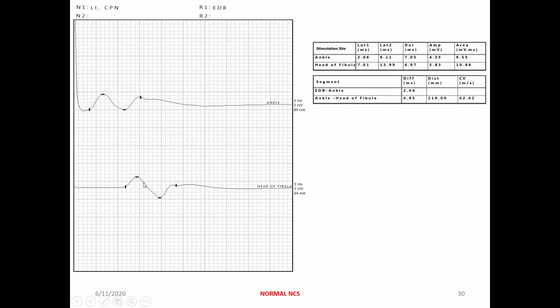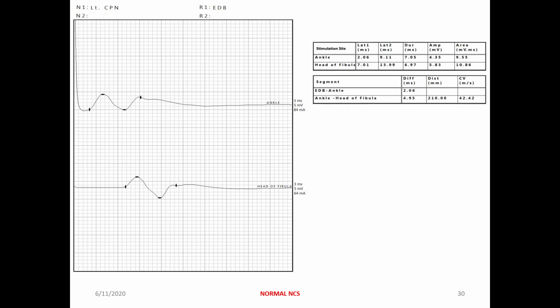Okay. Now we have to consider two latencies, because just to remember the formula, MNC means distance between two stimulating points divided by proximal latency minus distal latency. So 7.01 minus 2.06. Clear? So 7.01 minus 2.06, what will be answer? So it is already mentioned, it is 4.95. Okay, so we have the denominator ready for calculation of velocity. Now what is needed? Only distance between two stimulating points.